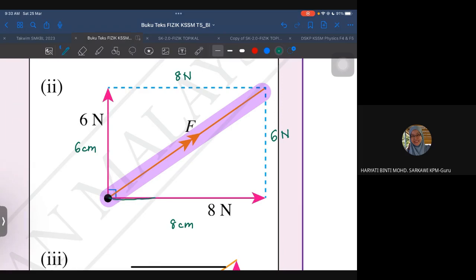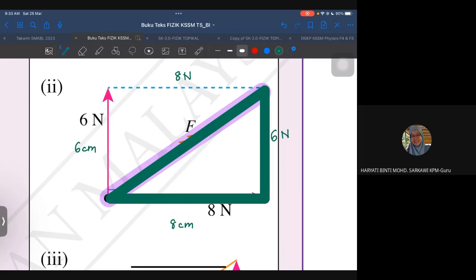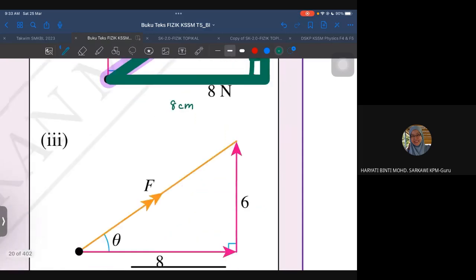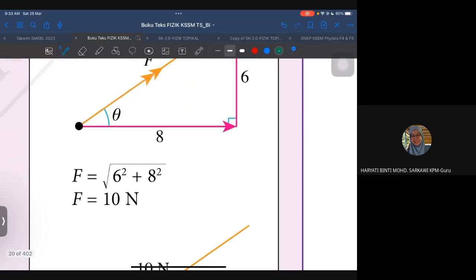So if I draw like this, this is a right angle triangle. So it means that we can use Pythagoras theorem. Okay, good, Shahira. Betul. Pythagoras theorem. This is 90 degree. Okay. So 6, 8. So use Pythagoras theorem. Just like this.